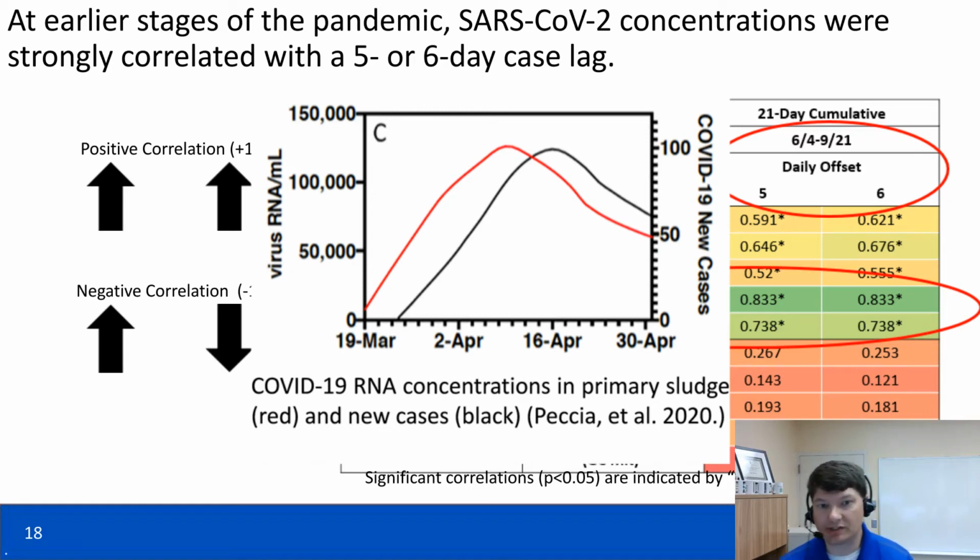However, in the earlier stages of that pandemic, the clinical case testing was very sparse. It was hard to find, it was hard to get. You had to have very clear indications that you were sick before you could even get testing.